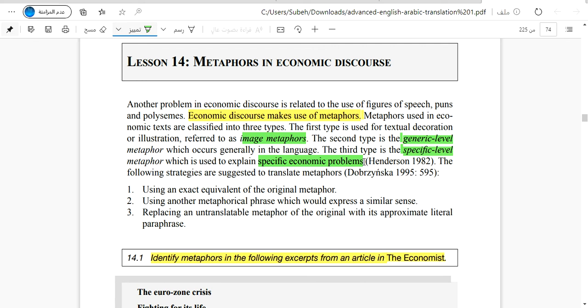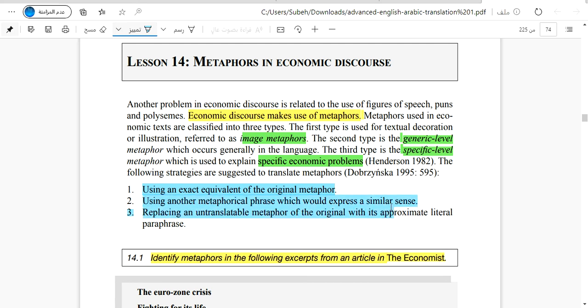But how, let's say, do we translate these metaphors? The following strategies are suggested to translate metaphor. The first one is using an exact equivalent of the original metaphor. If you remember when we talked last time, sometimes we can translate a metaphor literally and we can achieve the meaning. When we said ضباب شعوره تجول بيننا, we translated it literally and we can, let's say, achieve the intended meaning.